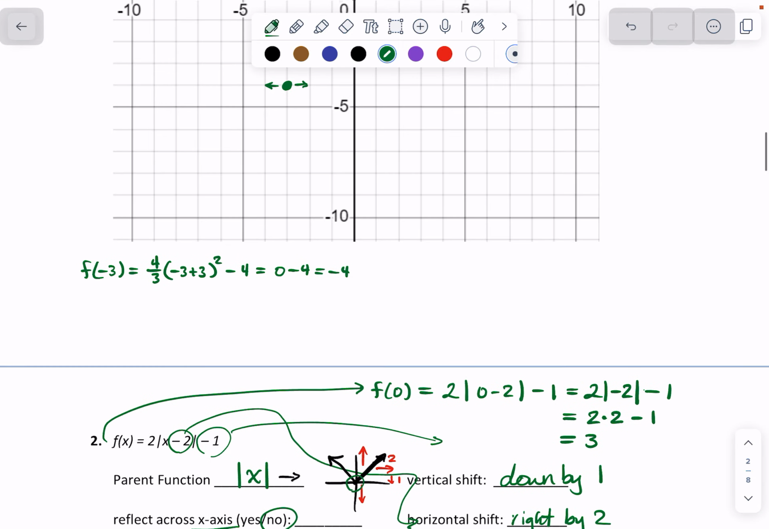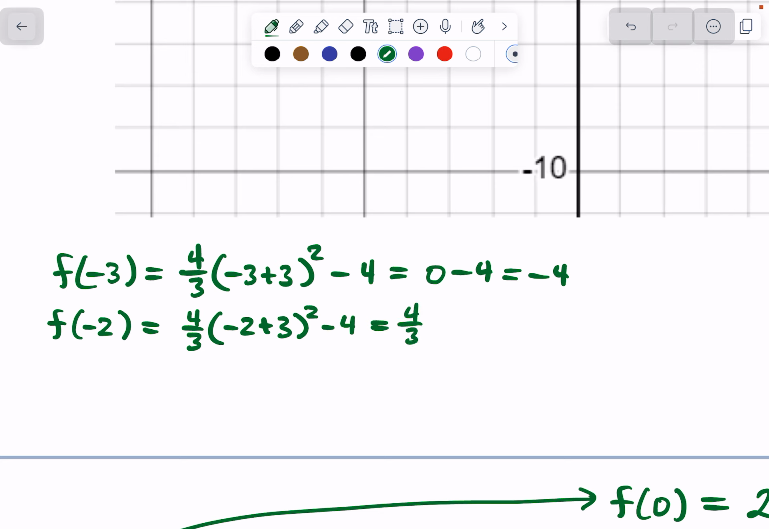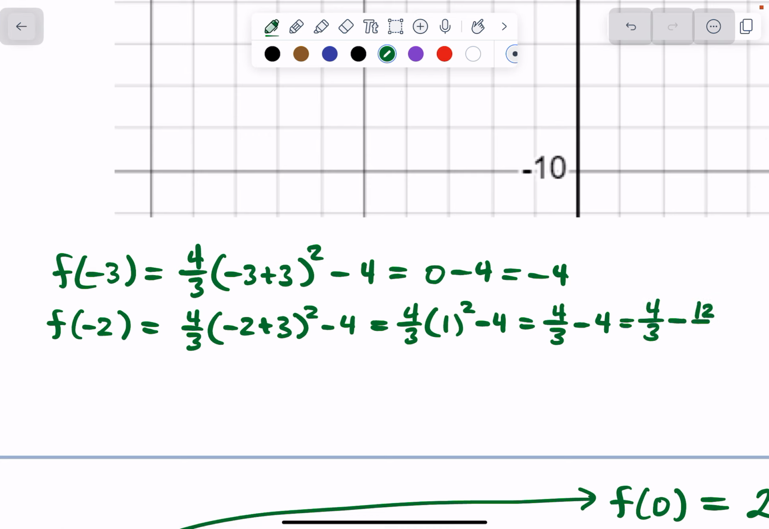Wait, is this the right? No, that's the next problem. Yeah, so f of -2 is 4/3, -2 plus 3 squared minus 4. So we get 4/3 times 1 squared minus 4. That becomes 4/3 minus 4. Okay, so you gotta get a common denominator here. We get 4/3 minus 12/3. Okay, so that leaves us with -8/3.